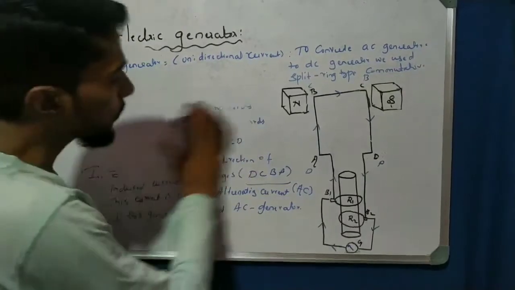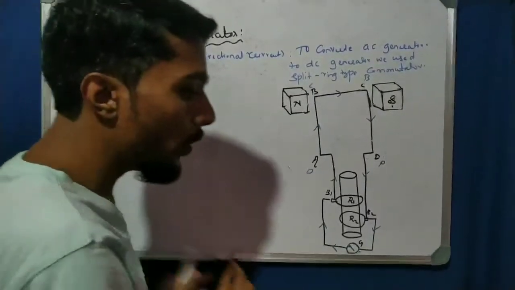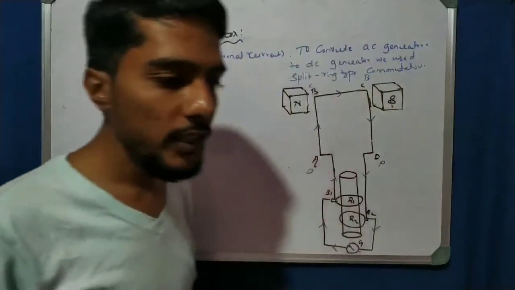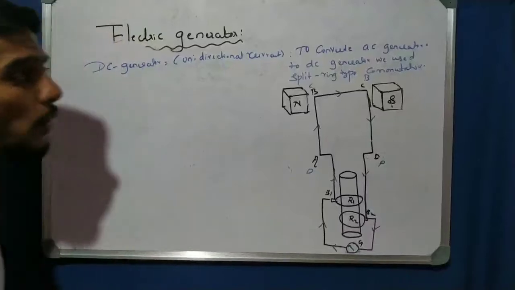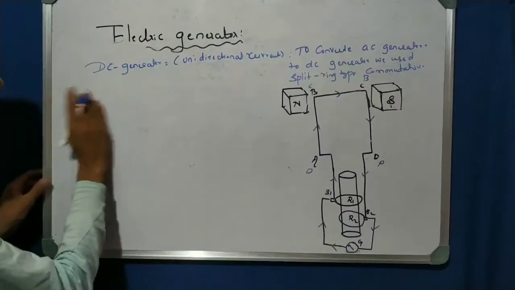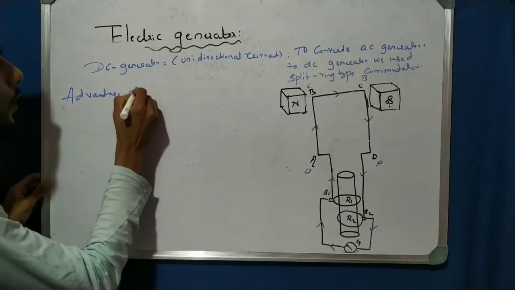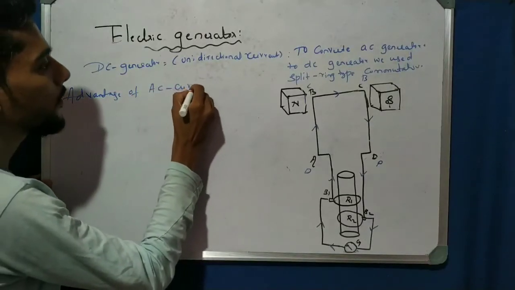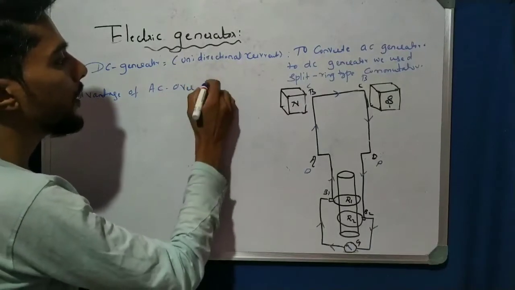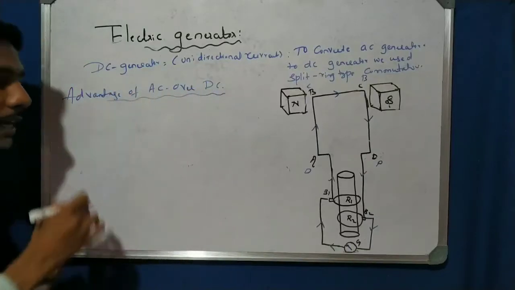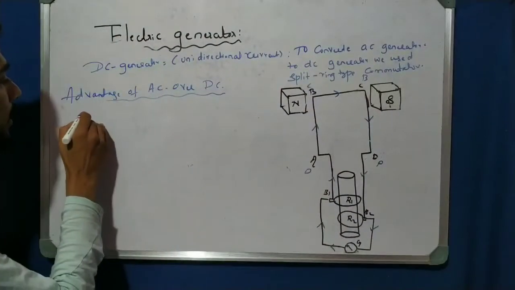Now take another important point. If we have both AC and DC current, which is suitable and easy to use? I prefer the AC generator. Why? So we use AC. Advantage of AC current, AC over DC.